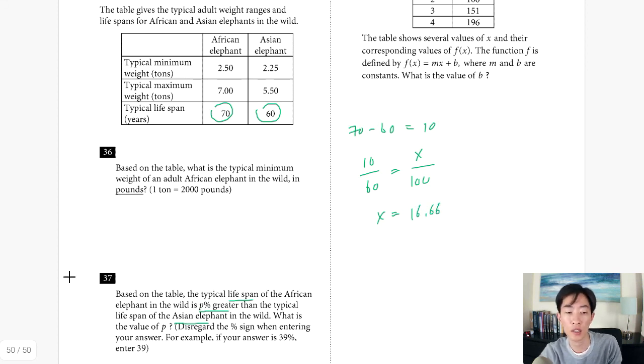So you can actually enter that on your test. Just write 16.66, however many digits they allow you, and that's the answer. And that kind of makes sense because 10 is 1/6 of 60, and so 16 is about 1/6 of 100. So relatively easy question, just make sure not to get mixed up with the numbers.